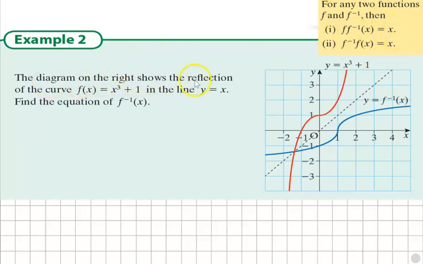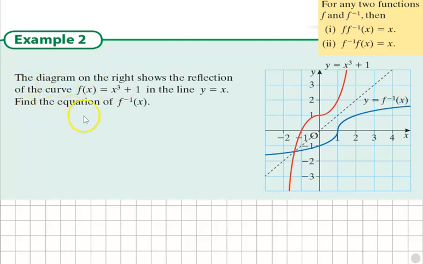The diagram on the right shows the reflection of the curve f of x equals x cubed plus 1 in the line y is equal to x. So we can see our dotted black line is the line y is equal to x. So every point on that line will be the same value. So for example, we'll have 0, 0, 1, 1, 2, 2, 3, 3, and so on. And then negative values, minus 1, minus 1, minus 2, minus 2, minus 3, minus 3, and so on. So this becomes a reflection line.